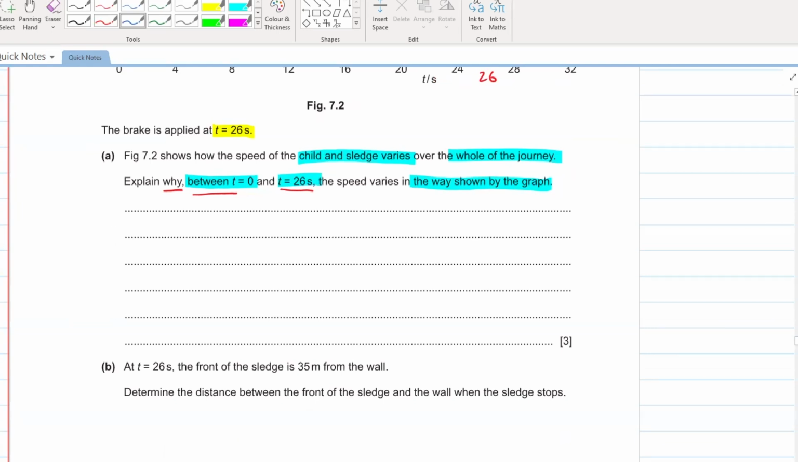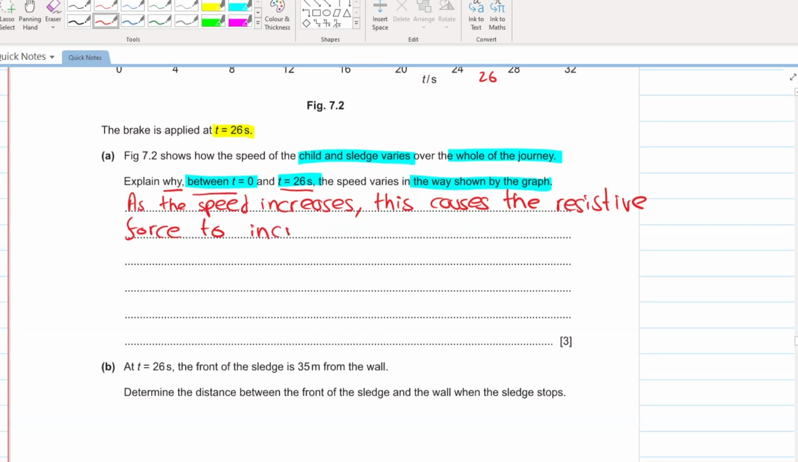First of all, you will say, as the speed increases, this causes the resistive forces to increase. Perfect. Hence, as the resistive forces increase, what will happen?